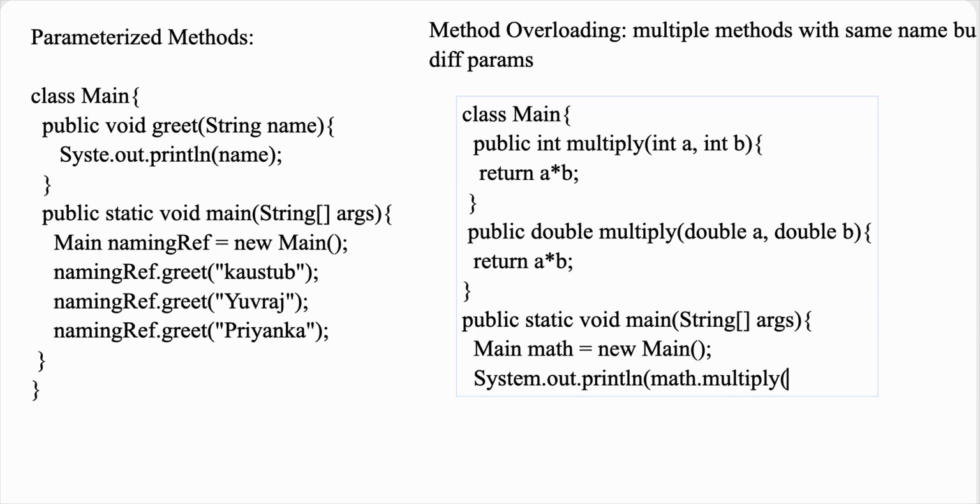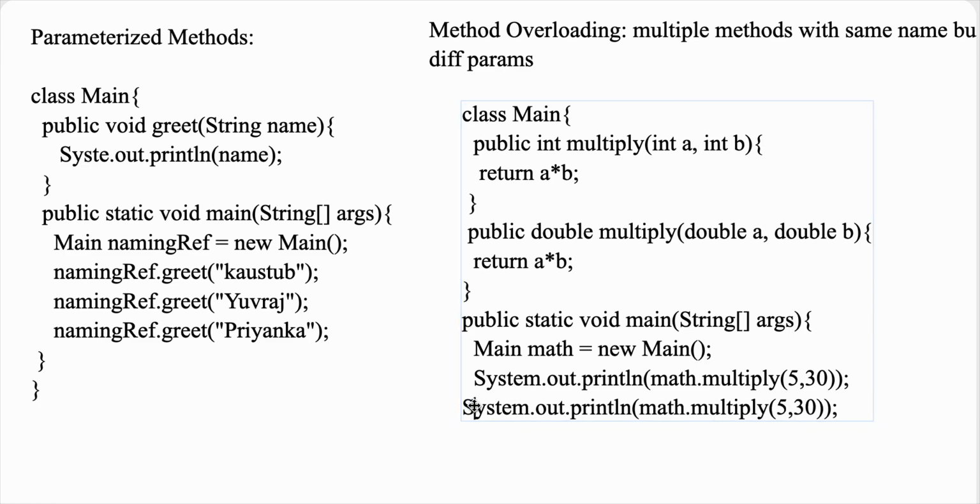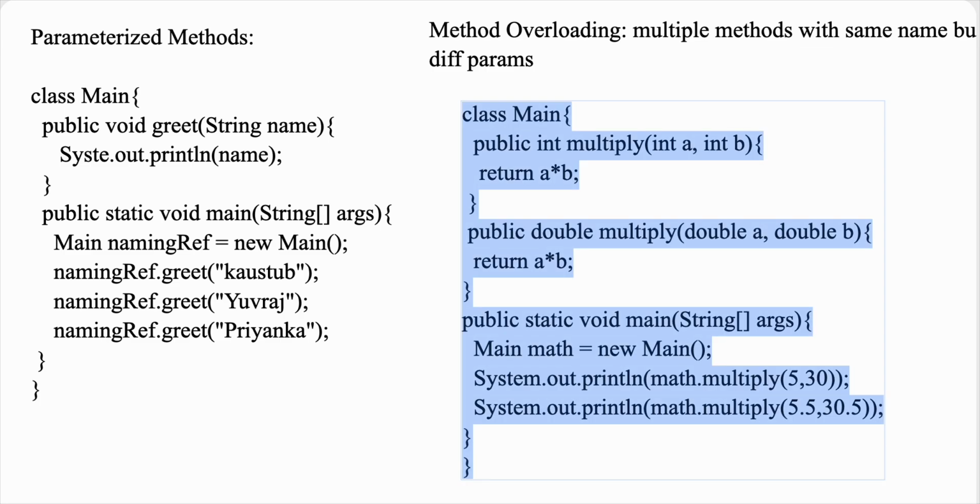Math.multiply, 5 and 30, and then multiply one more, 5.5 and 30.5. This is the second method we are calling here. Okay, we need to complete those curly brackets, and I will copy paste this into the editor.